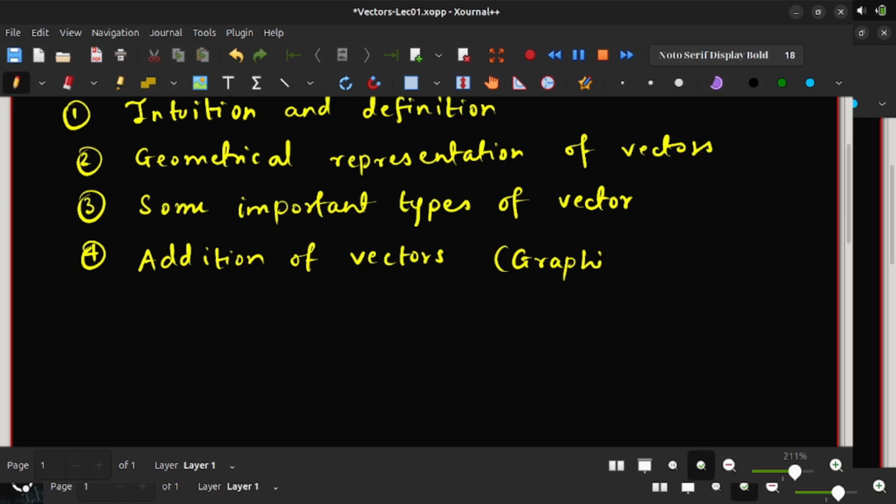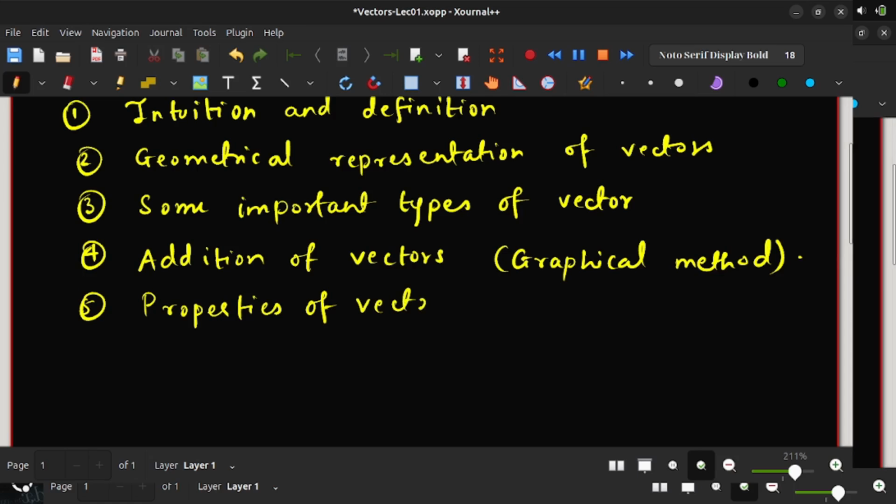Later, I will discuss a much simpler and more feasible way, which is the analytical method, but that is for later, after I have discussed the resolution of vectors. The fifth topic that I want to discuss is some of the properties of vector addition. And with it, I'm also going to discuss the subtraction of vectors, how to subtract two vectors. So as you can see, addition of vectors, subtraction of vectors.